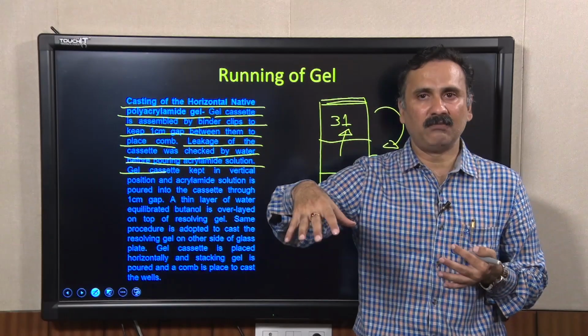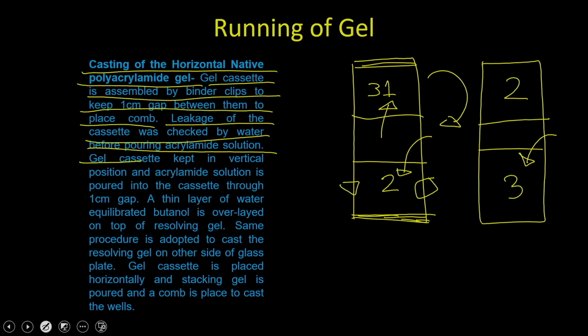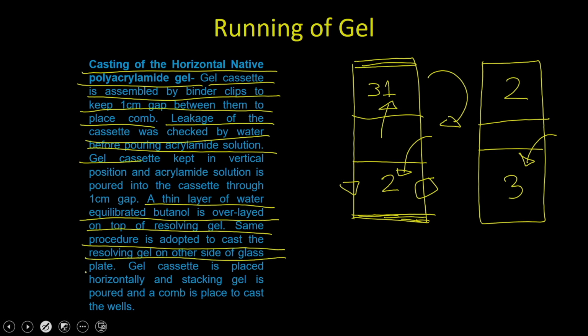First you cast for the number 2, then you cast for the number 3, and then the middle portion is going to be empty, and the thin layer of water equilibrated butanol is overlaid on top of the resolving gel. Same procedure is adapted to cast the resolving gel on the other side of the glass plate.